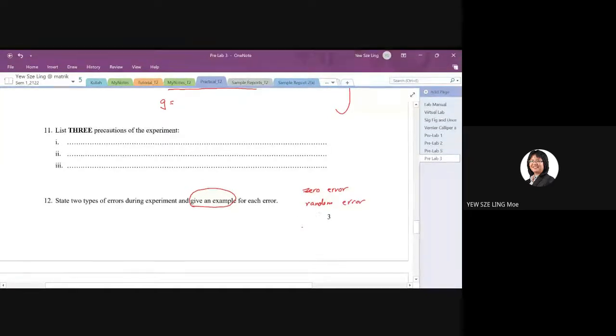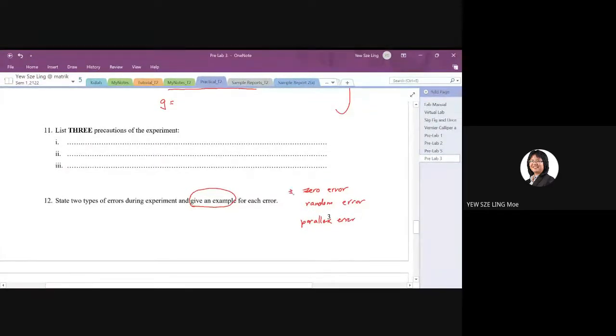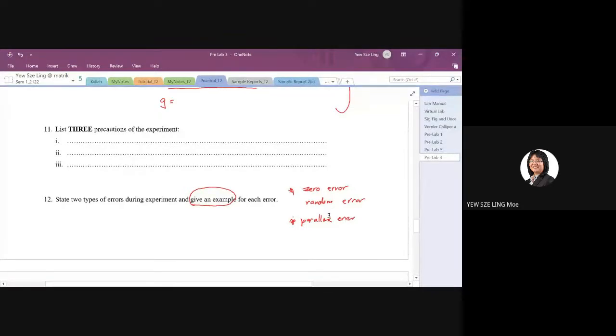Okay, don't give me parallax error. Especially zero error and parallax error. I don't want to see them in your lab report. Still, one or two of you gave me this error in your experiment 2A. That's why I put a big cross there. I don't want to mark it. So no zero error, no parallax error.